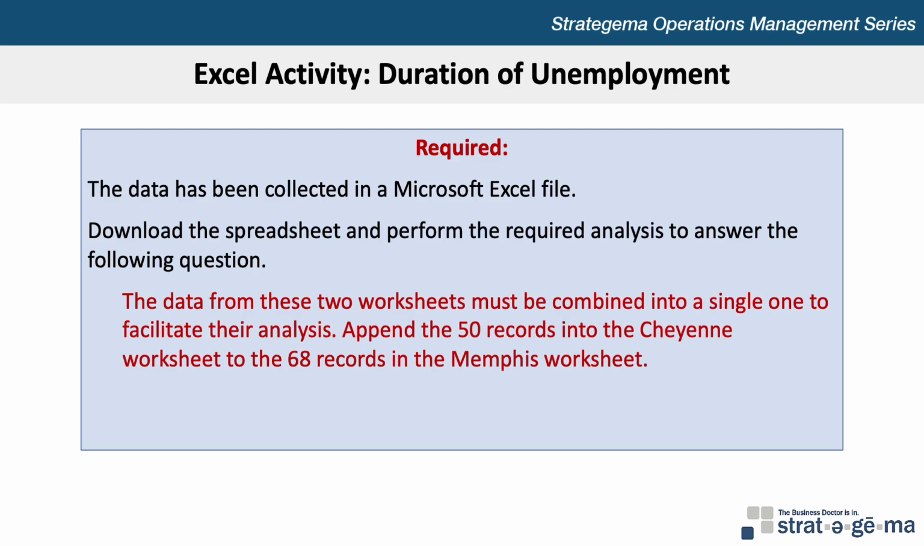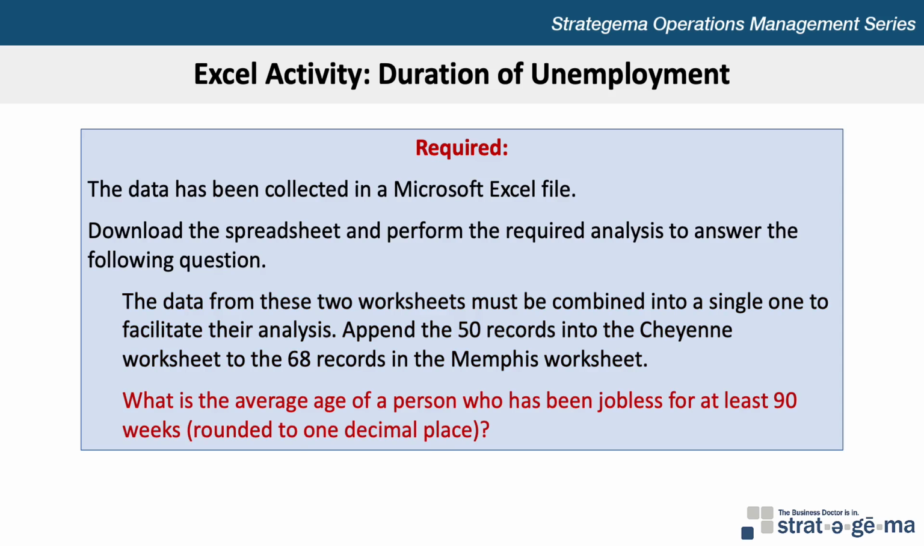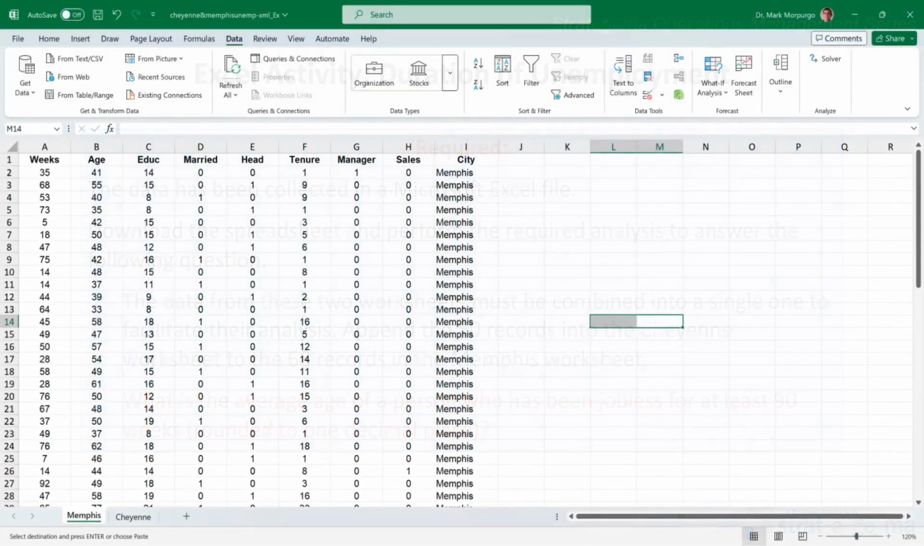The data from these two worksheets must be combined into a single one to facilitate their analysis. Append the 50 records in the Cheyenne worksheet to the 68 records in the Memphis worksheet. What is the average age of a person who has been jobless for at least 90 weeks, rounded to one decimal place? Let's open up our downloaded Excel data file and complete the requirements.